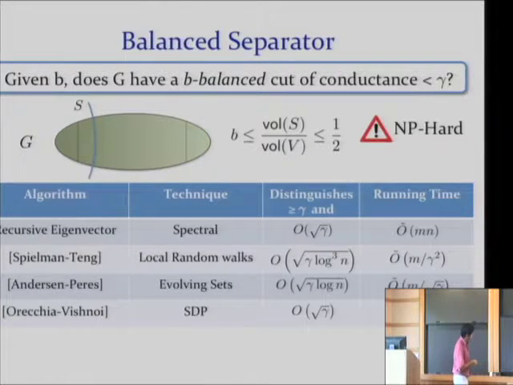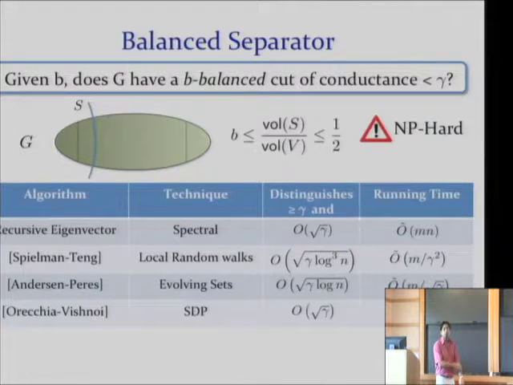So okay, we talked about Spielman time. Then there were several works here that I am not mentioning, but they are really nice. I'll just highlight the most important ones. In some sense, the state of the art is this result of Andersen and Peres that uses random walks on sets, and it achieves a root gamma root log n approximation, and in time m over root gamma. This is regardless of the value of b.